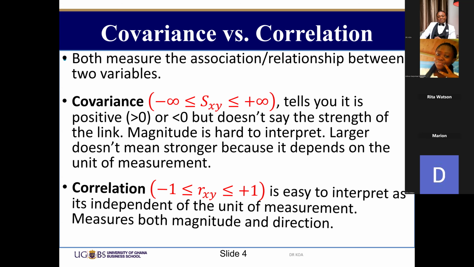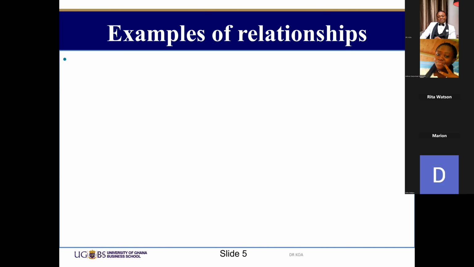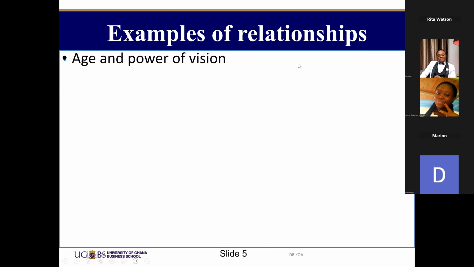Okay, now let's look at them in detail. Let's look at some relationships that indicate a correlation, or association. Let's take, for example, age and power of vision. What do you think the relationship is? Is it positive or negative? Age and power of vision, that is your eyesight. We have not indicated whether it's strongly positive or strongly negative for now. We just want to know whether it's positive or negative.